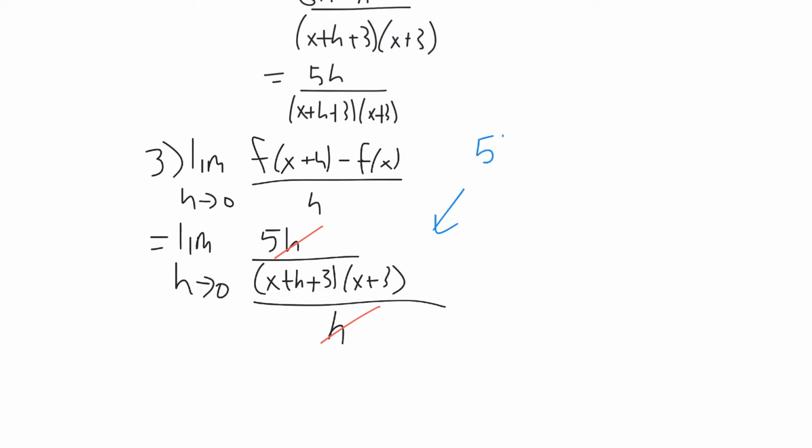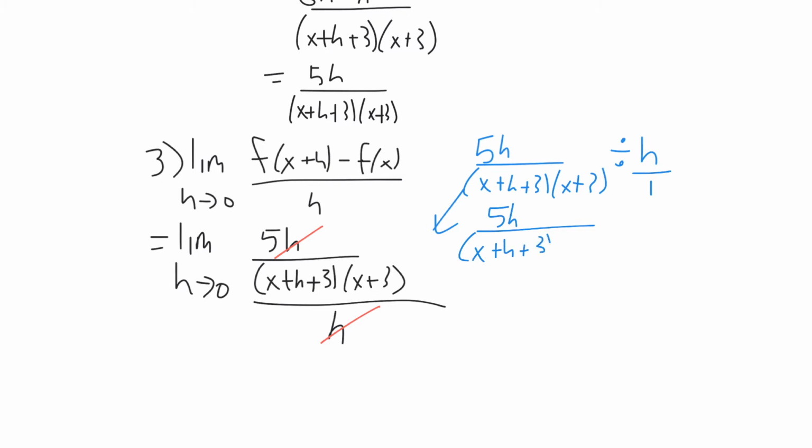What we have is 5h over (x plus h plus 3) times (x plus 3), and we are dividing by h. This big line here means divide. When we divide fractions, you can think of h as h over 1, and when you're dividing you have to flip and multiply. So you have 5h over (x plus h plus 3) times (x plus 3), times 1 over h.